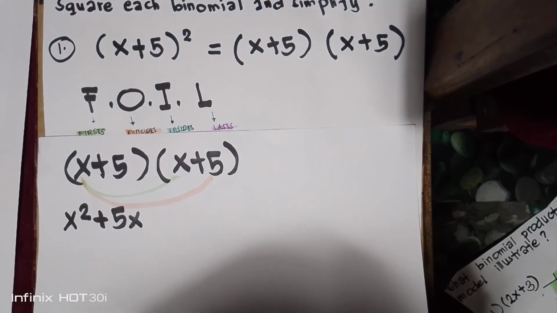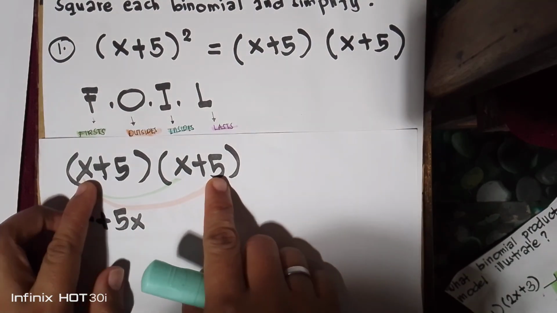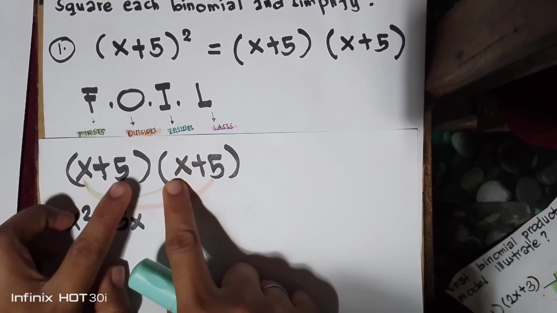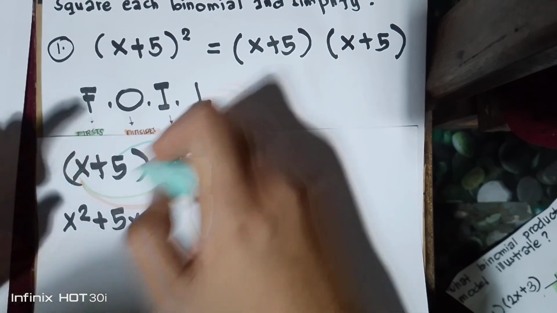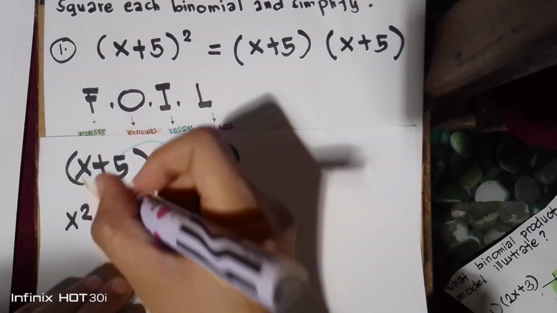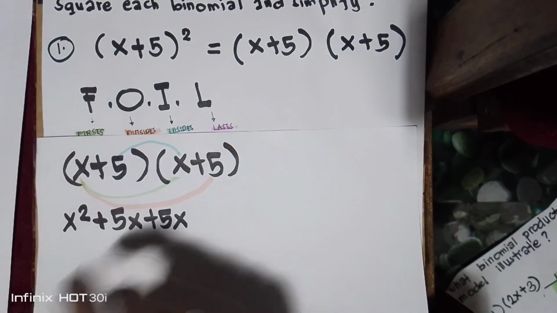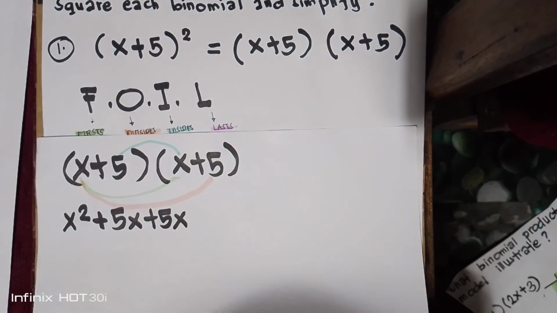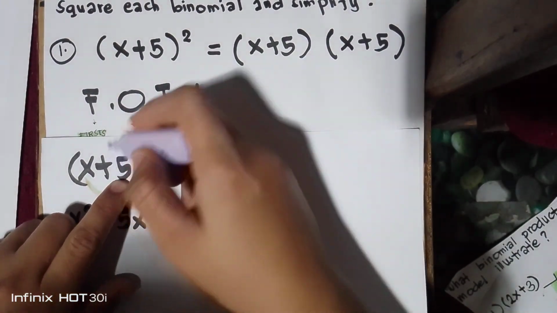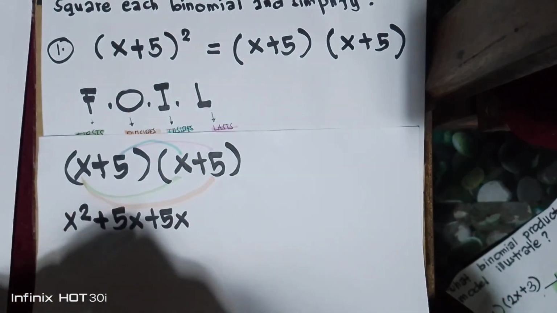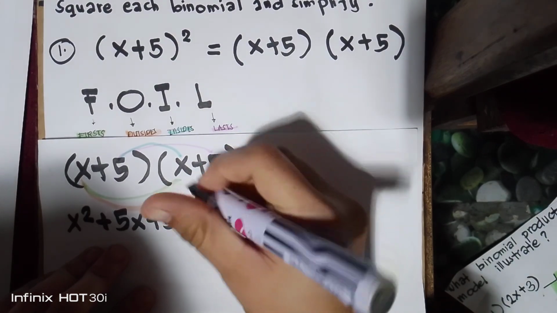Next, we are going to multiply the insides. If the outsides are x and 5, the insides are 5 and x. So these are the insides. The answer will be 5x. And last is the last. So we will multiply the last terms. So we have 5 and 5. The product is 25.